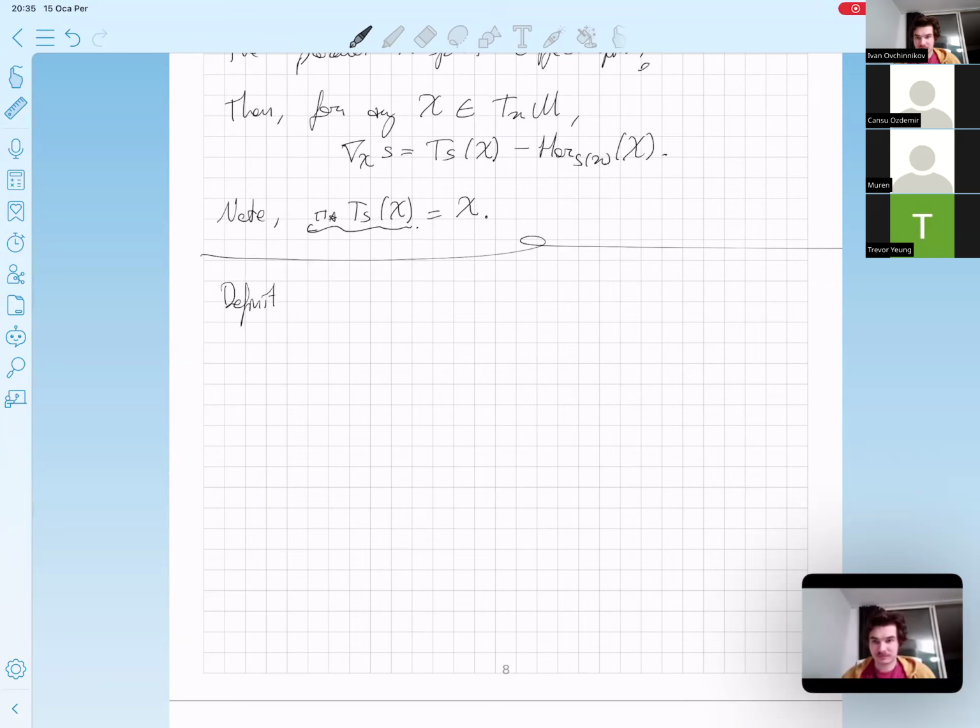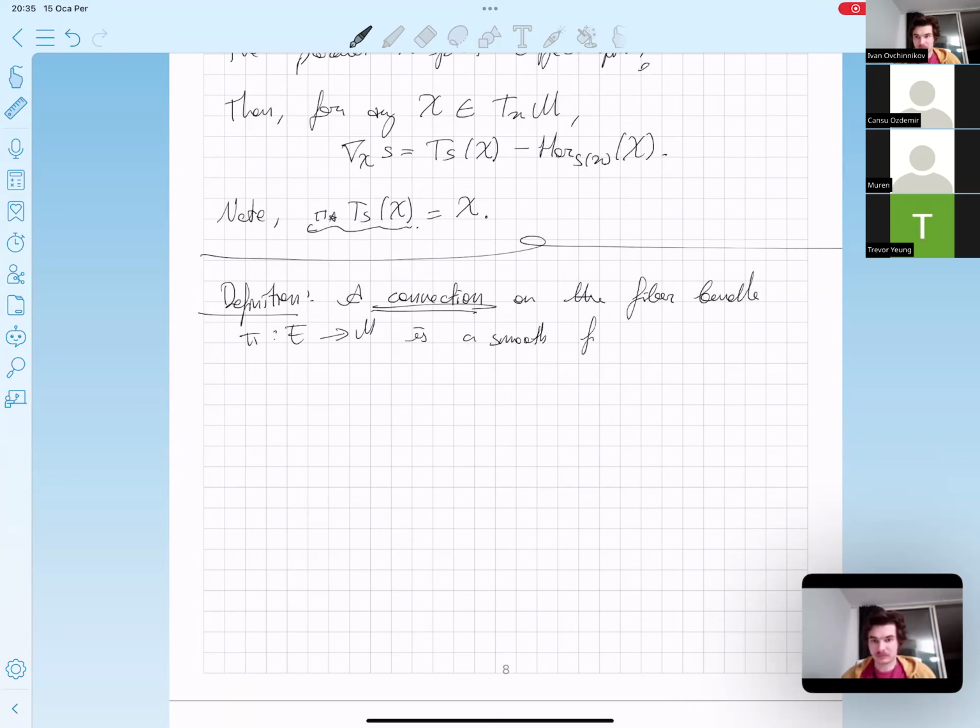So, definition. A connection on the fiber bundle pi: E to M is a smooth fiber-wise linear map K from TE to VE such that K(xi) equals xi for all xi in VE.